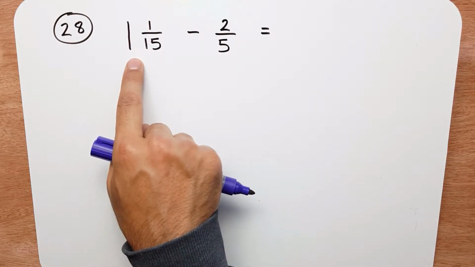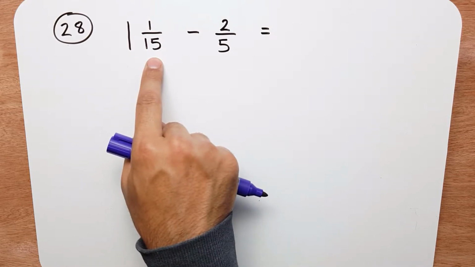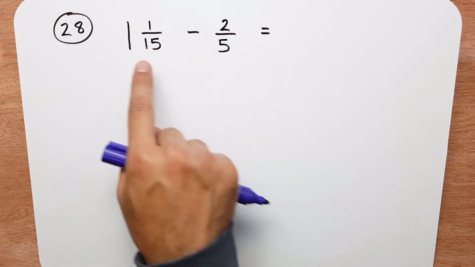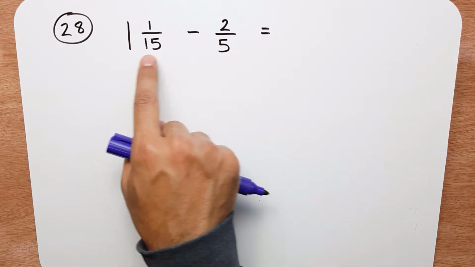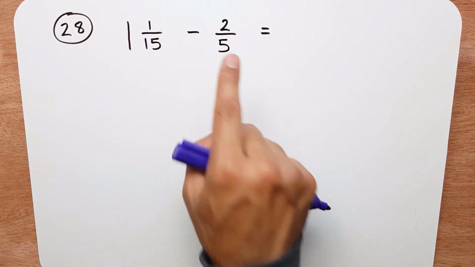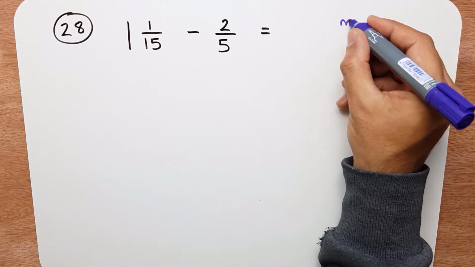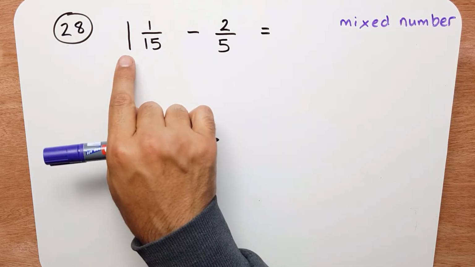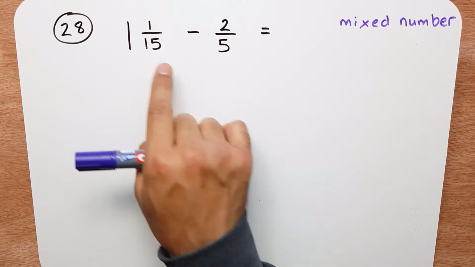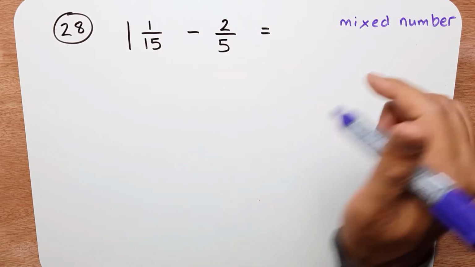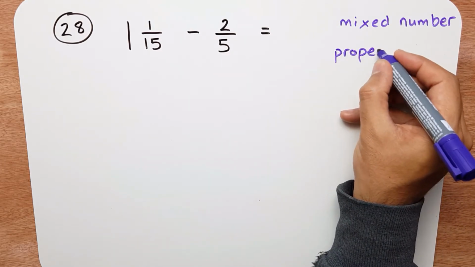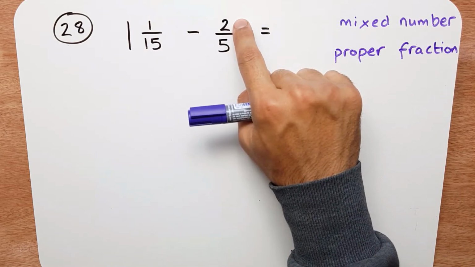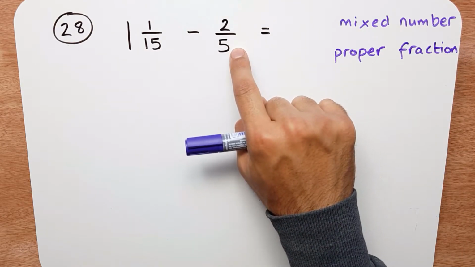In question 28, we're given 1 and 1/15, take away 2/5. This is a mixed number, and this is a proper fraction. So let's write mixed number down. That's where you have a whole part and a fraction part. And you have a proper fraction, where the numerator is smaller than the denominator.